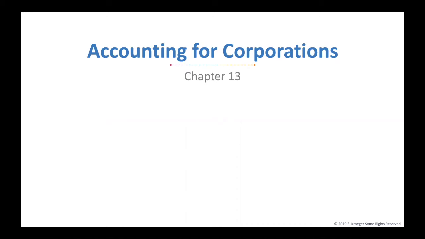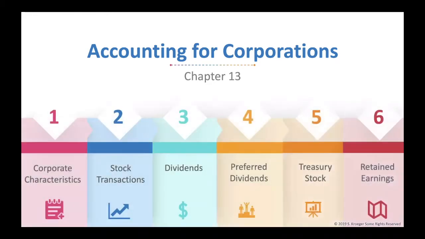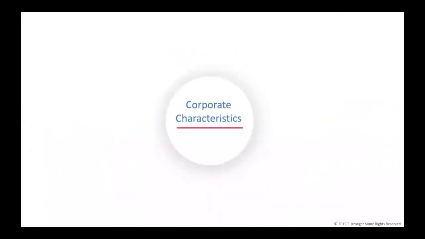In this lesson, we will be covering Chapter 13. Chapter 13 is one of the most extensive chapters we cover. The topics are basic corporate characteristics, stock transactions, dividends, preferred dividends, treasury stock, and the retained earnings statement. First, let's discuss basic characteristics of a corporation.